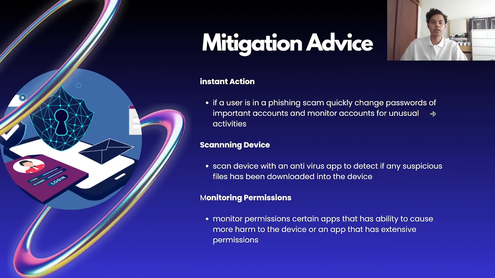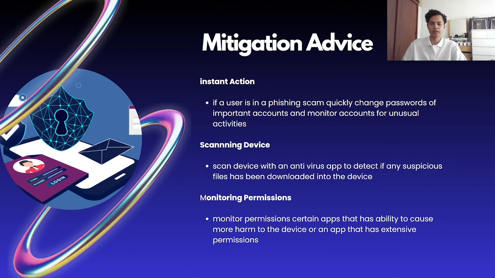Next, we have mitigation advice for phishing. First up is instant action. Once the user realizes they have been a victim of a phishing scam, it is advised to quickly change the passwords of the account, and of course other important accounts as well, and also to monitor accounts for unusual activities. I've also been a victim of a phishing scam through my Discord. Once I noticed, I monitored my Discord account, which was sending different links to my friends or servers. I instantly changed the password of my Discord and the issue was instantly resolved.